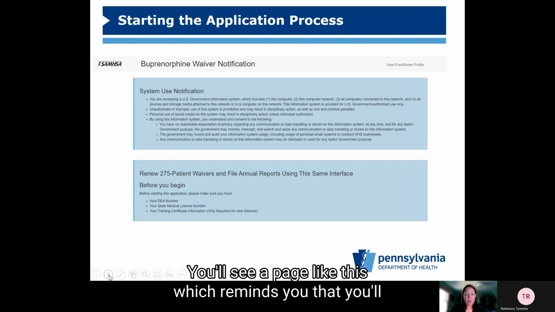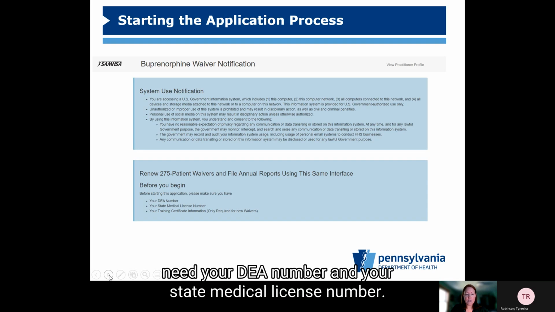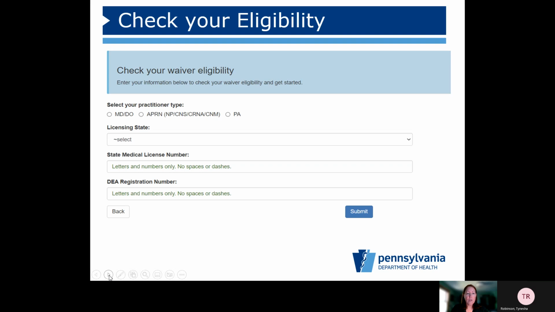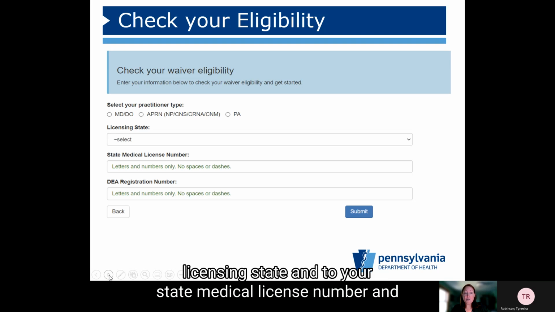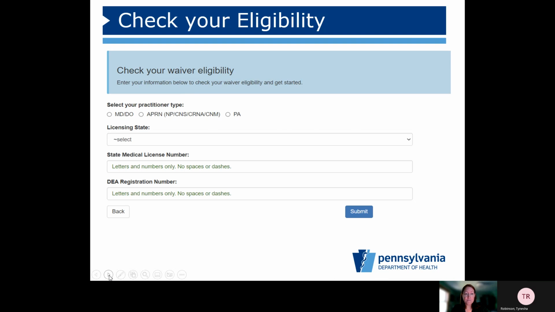You'll see a page like this, which reminds you that you'll need your DEA number and your state medical license number. You will then select the type of practitioner you are, your licensing state, enter your state medical license number and your DEA registration number.